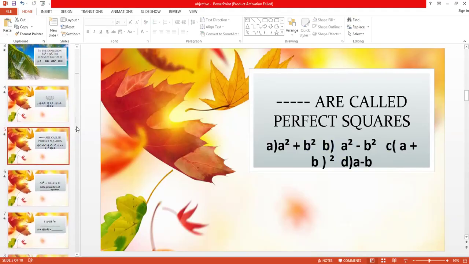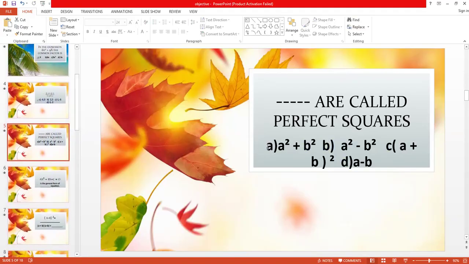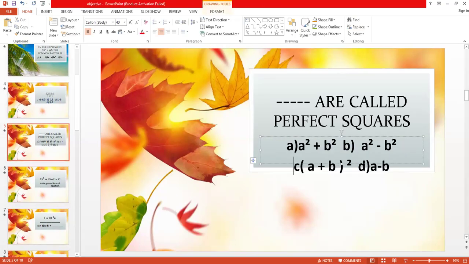Dash are called perfect squares: a square plus b square, a square minus b square, or bracket a plus b whole square. This one is the correct option, a plus b whole square. So the C one is the correct option.